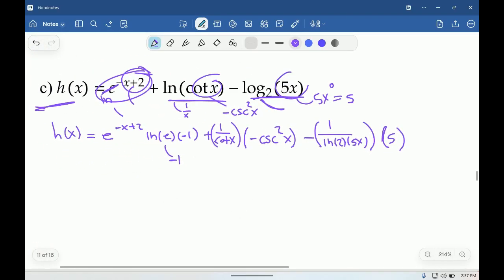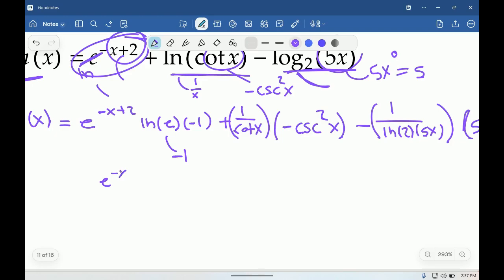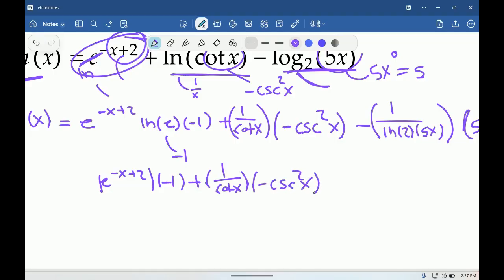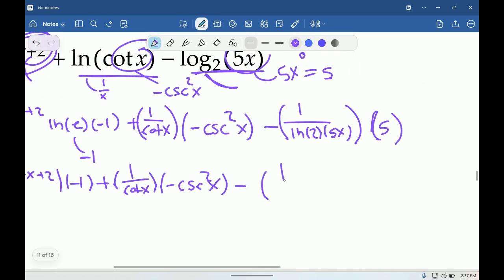And this should be it, unless you want to simplify it and go like this. Plus 1 over cotangent x secant 2x minus 1 over ln 2 5x times 5.